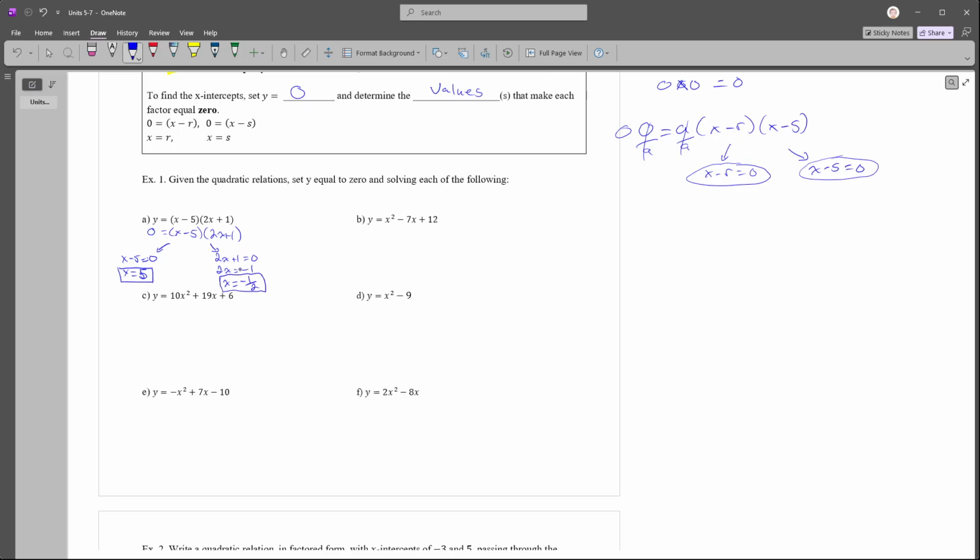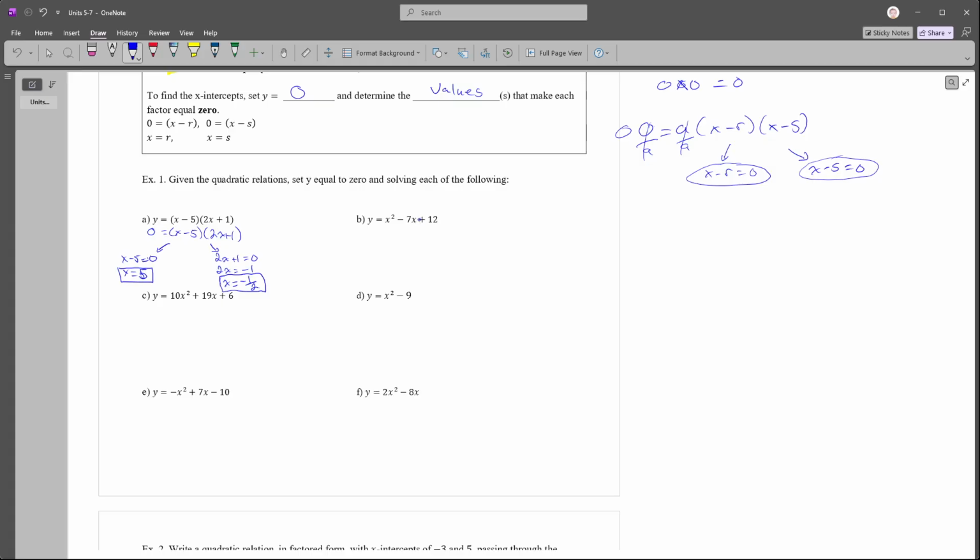So we've determined the value. This is all we're doing for all of these questions. Now this one was already factored, so we didn't have to do any factoring. Yay! But we're not always going to be given quadratic relations that are already factored. So let's look at B. Now in this situation, what are we looking at? Well, we have a standard form quadratic, so we need to factor it.